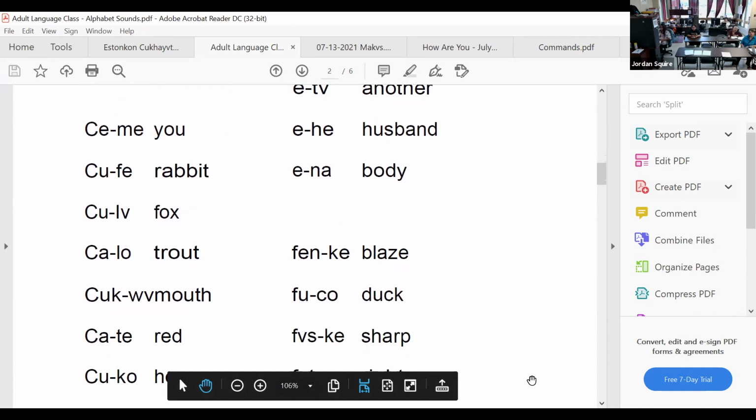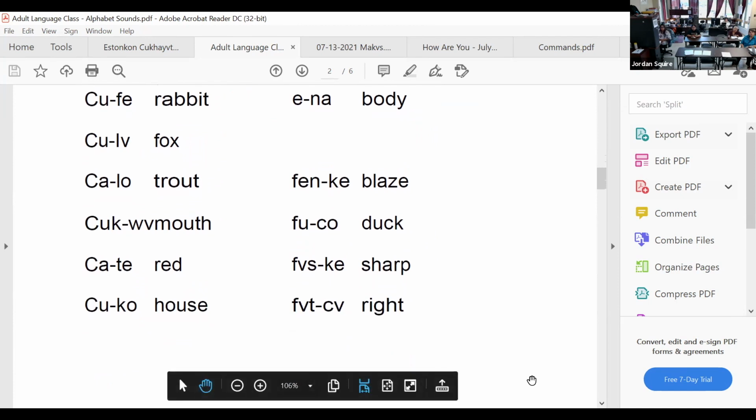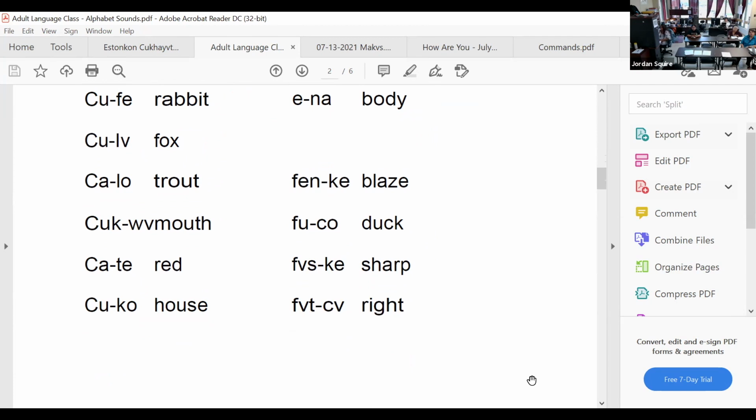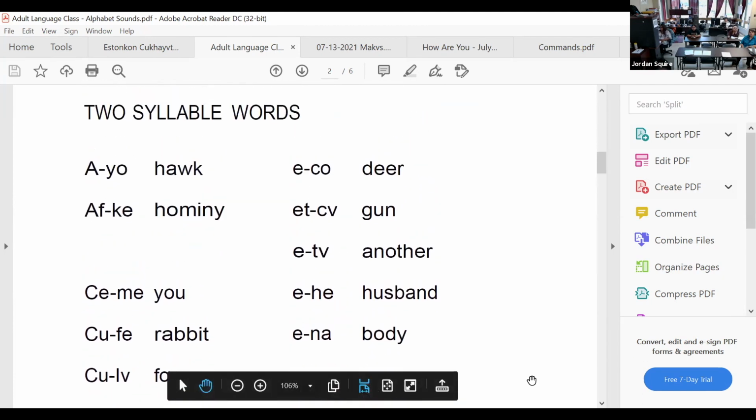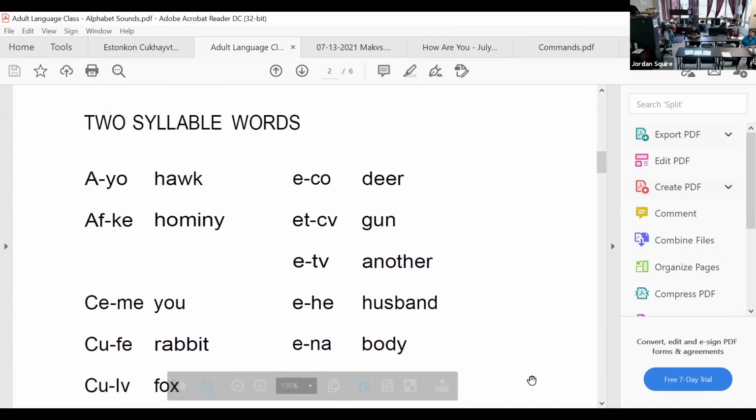Fox. Trout. A mouth. Red. House. Okay. Deer. Gun. Okay, this is the one that everybody says they can't say. If you say it, you don't say the D, but your tongue's on top of your palate. Remember, I said, remember where your mouth is, how your tongue moves. We don't pay attention as speakers, but y'all gotta say it. Even out there, say it.